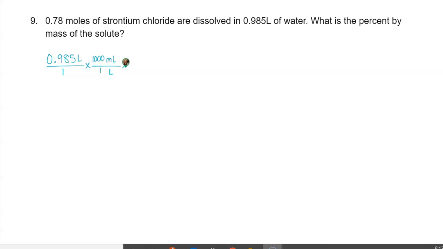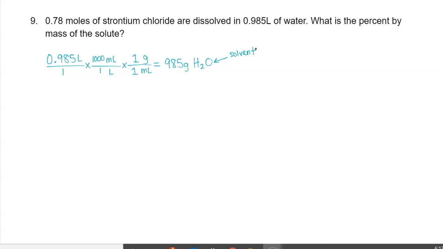And then we can just go ahead and show our conversion from milliliters to grams of water, because water has a density of 1 gram per 1 milliliter, which is why, when we have milliliters as our volume of water, we're able to just immediately convert into grams. So 0.985 times 1,000 will give us 985 milliliters, which means that we have 985 grams of water as well. So that takes care of our amount of solvent, because H2O is going to be our solvent.